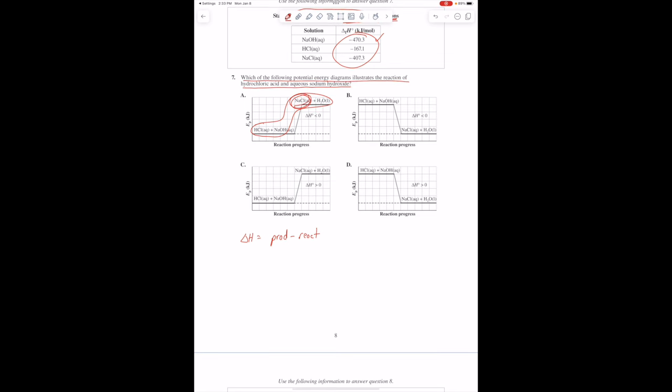And I'll just have to plug in these numbers instead of what's in the data book, because these are solutions and they just gave me the number. So delta H equals my products minus reactants. Products. Okay, so NaCl, they gave me that number, which is negative 407.3, plus water liquid. They didn't give me that one. I'm gonna have to use the data book number, which is negative 285.8. There's just one of them. Minus reactants, HCl is negative 167.1 plus NaOH, which is negative 470.3.